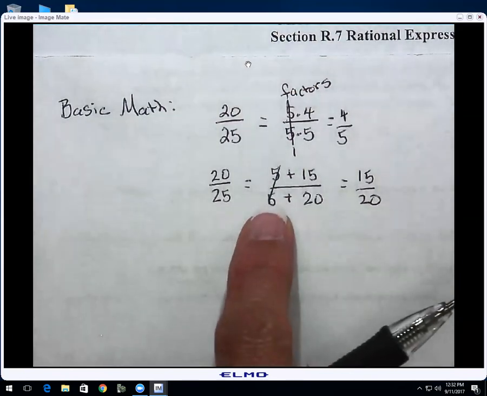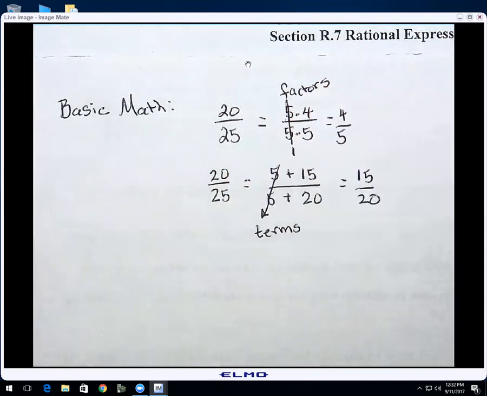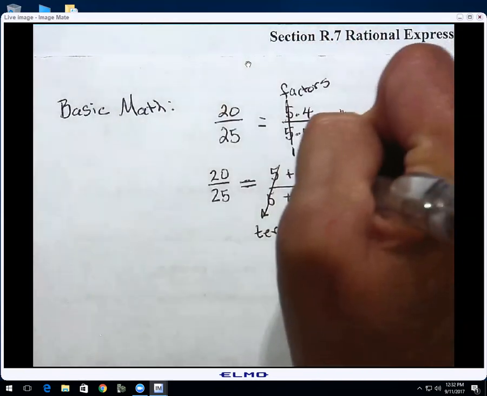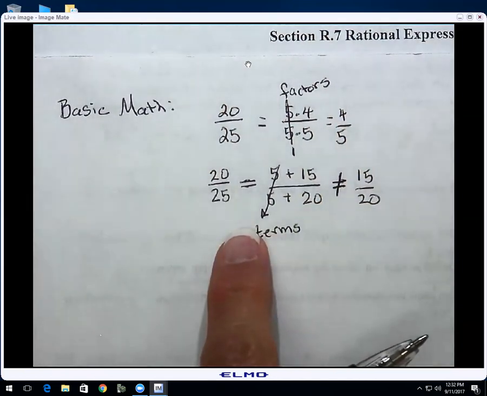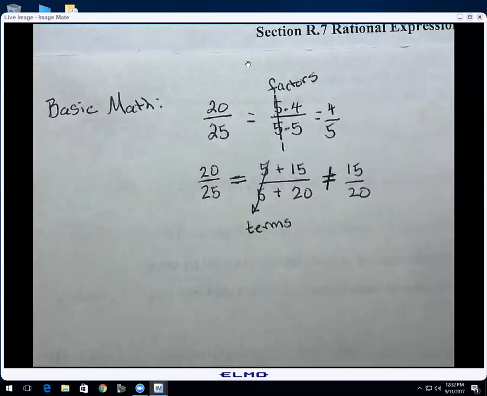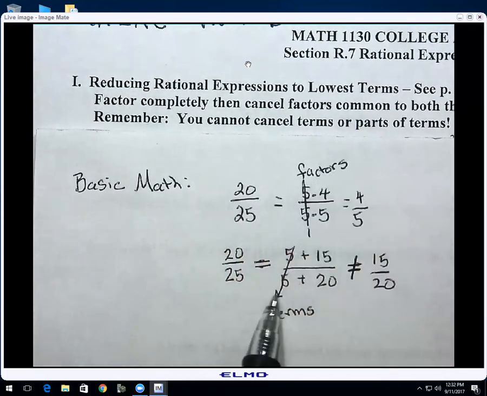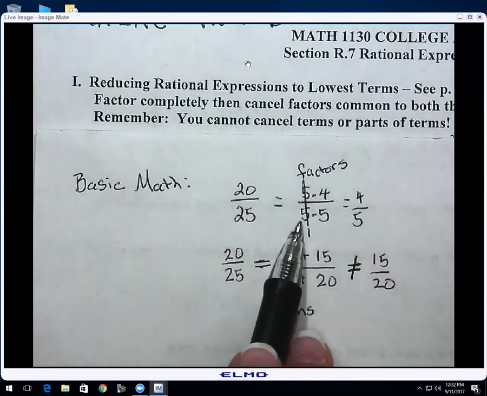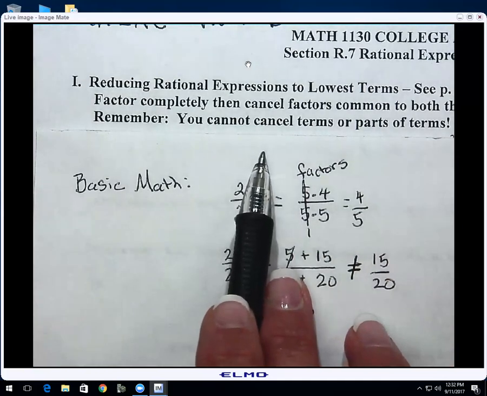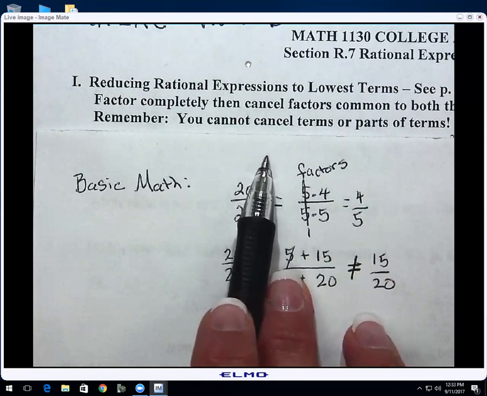But in the second expression, those 5s aren't factors. They are terms. Now, if you're writing this down, make sure you put a big old not equal to right here, because that canceling was legal. Illegal. I've got your note in the notes that says you cannot cancel terms or parts of terms, and that's what these 5s were. Terms have stuff added or subtracted. So you cannot cancel terms or parts of terms. You can only cancel factors. So the first thing you need to do on every rational fraction that you encounter in algebra is factor what will factor, and then cancel your common factors.